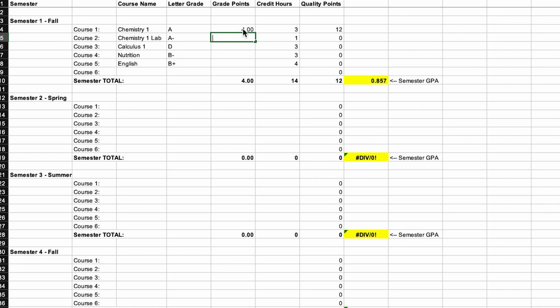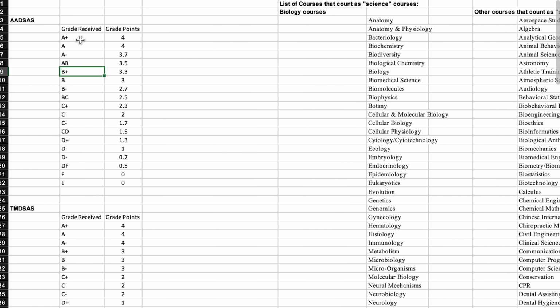An A minus is only going to be 3.7 grade points. A D is going to be 1. A B minus is going to be 2.7. And a B plus is going to be 3.3. And again, you can find what grade points correlate to what grade right here.